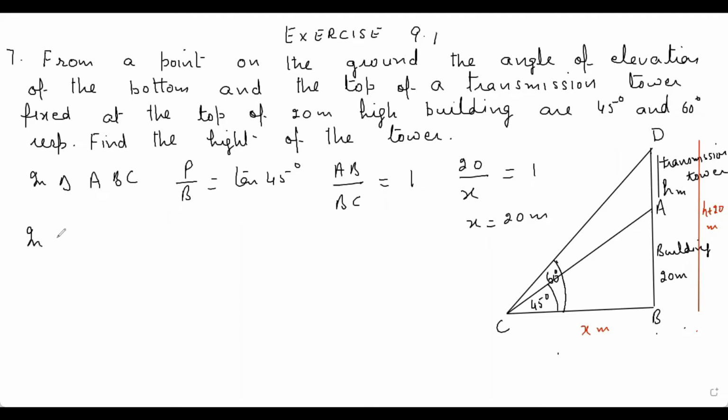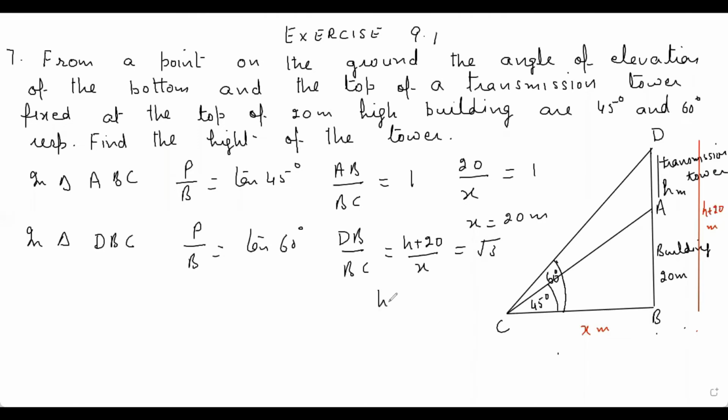Now in triangle DBC, perpendicular upon base is tan 60 degrees. Perpendicular here is DB and base here is BC. DB is h plus 20, base here is x, equal to tan 60, which is root 3. It means h plus 20 is equal to root 3 x. Instead of x, I'll write 20. So h plus 20 is equal to root 3 into 20.